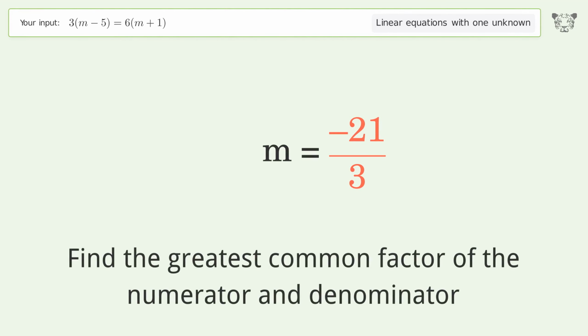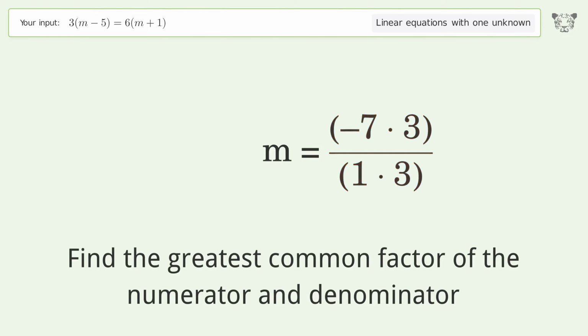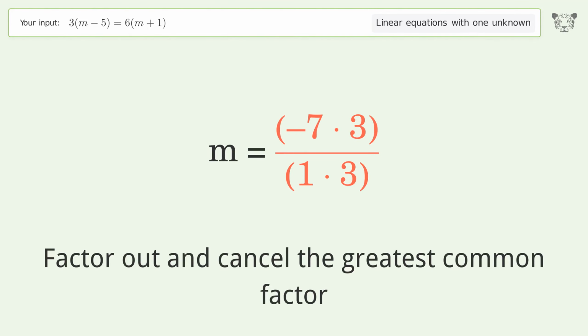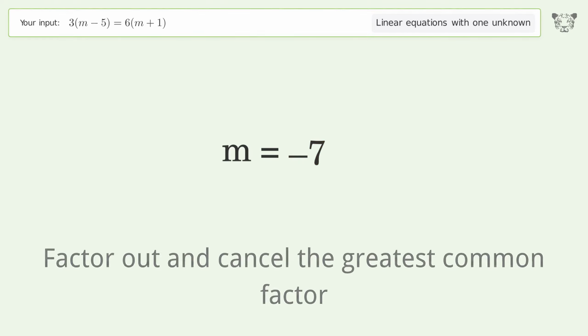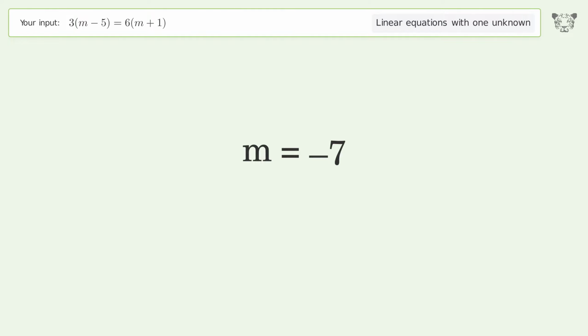Find the greatest common factor of the numerator and denominator. Factor out and cancel the greatest common factor. And so the final result is m equals -7.